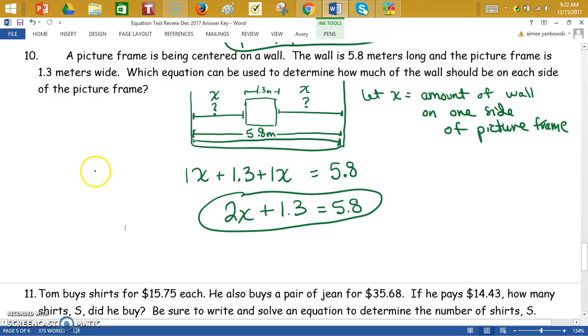So that would be the equation I'd come up with, and then I'd solve it to find out the length of wall on each side. But it doesn't ask me to solve it, it just says to come up with the equation. I hope that helps.